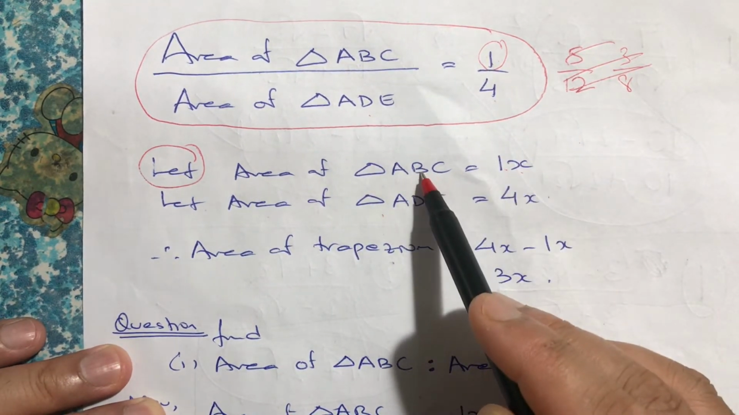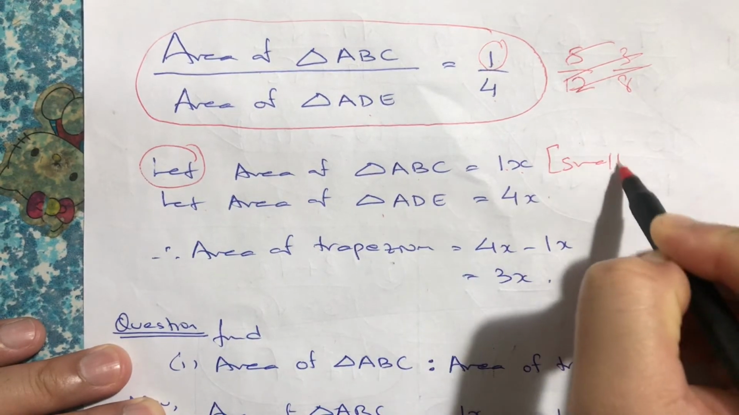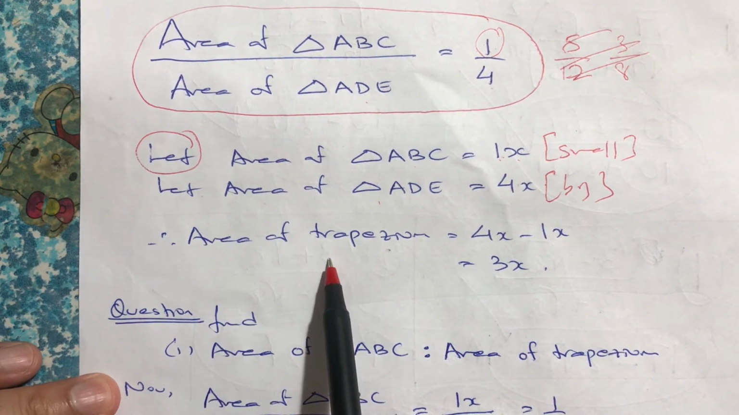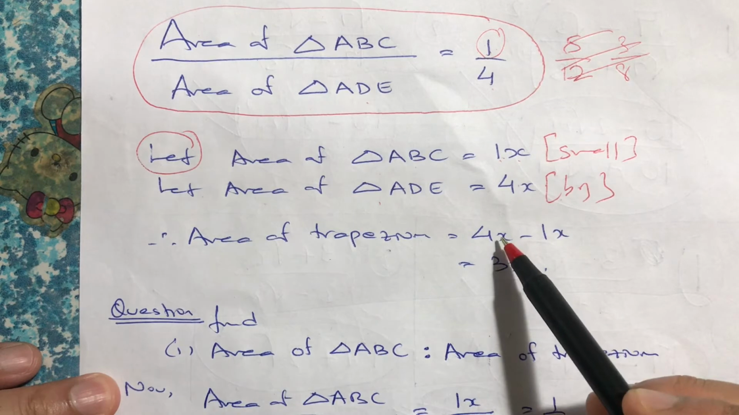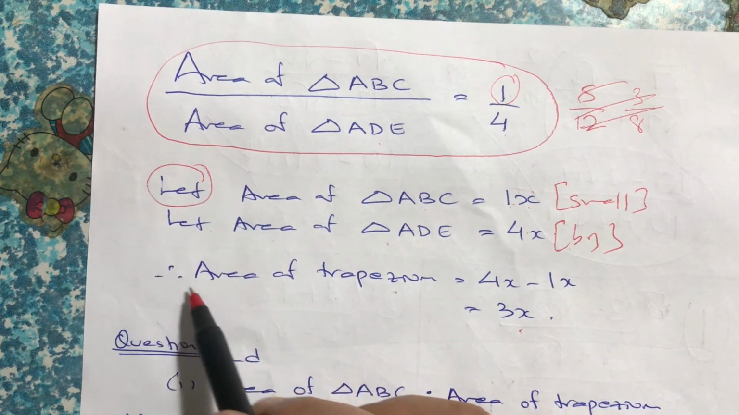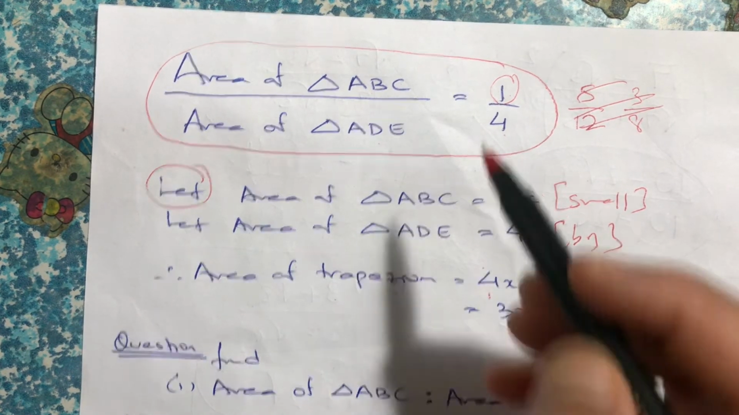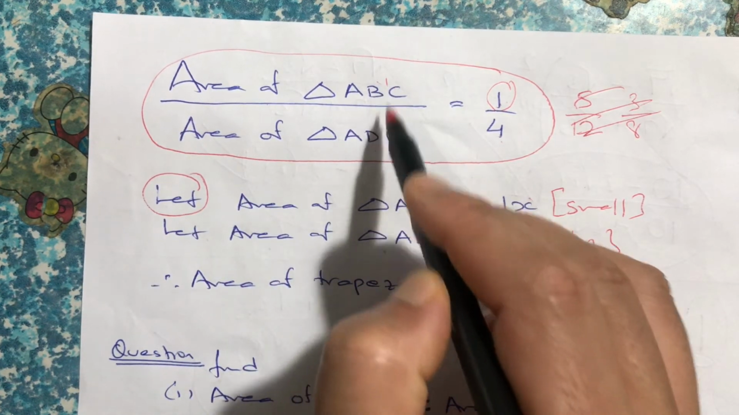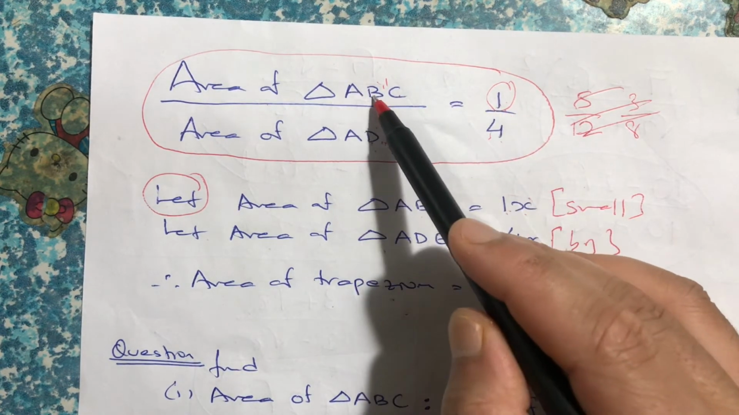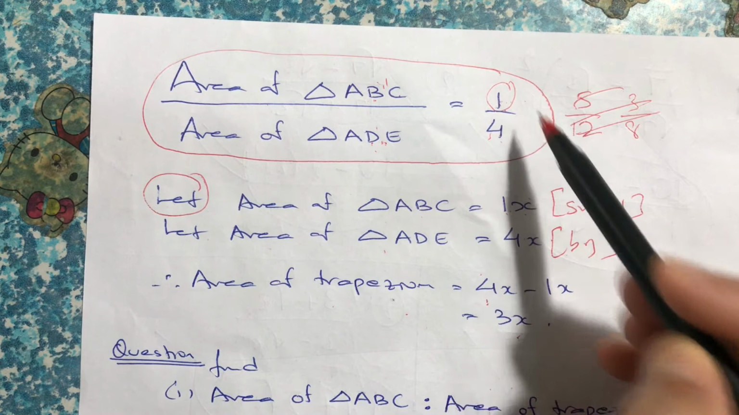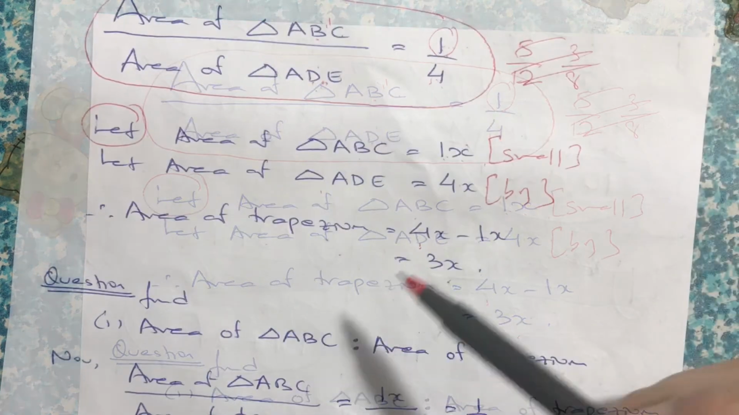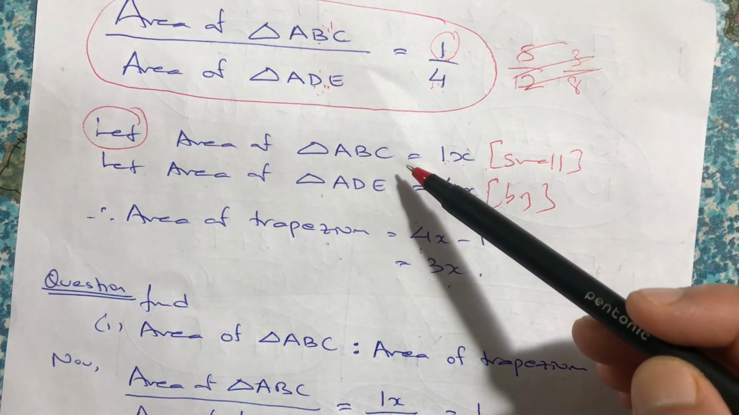Once we get the areas of triangles ABC and ADE, we know ABC is the small triangle and ADE is the big triangle. How do I know? Just by looking at the values, I know which is small and which is big. Now the area of the trapezium is equal to the bigger triangle minus the smaller triangle, that is 4x minus 1x, which is equal to 3x. So that is how we get it. To get the areas of the triangles and the trapezium in terms of x, we first need the ratio of the two similar triangles. Once we get that ratio, whatever the value is, we assume the area of the upper one as that value times x, and the lower one as that value times x, and then we subtract the two to get our trapezium. Clear?